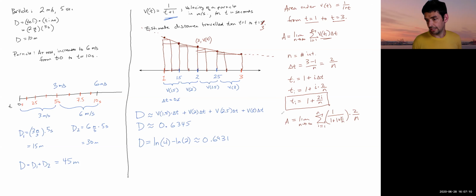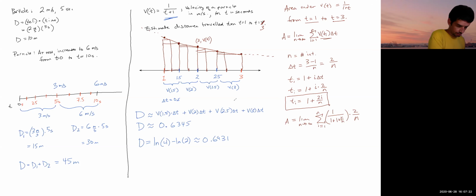So let's hold on to this thing and jump over to a different program for a second. Let me jot that down. We've got the sum of i equals 1 to n, 1 over 2 plus 2i over n, times 2 over n.